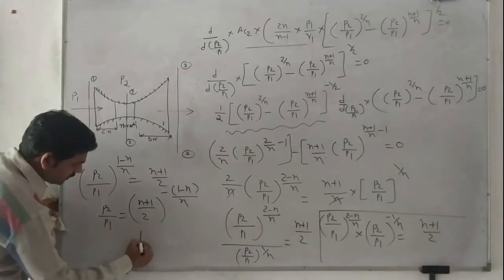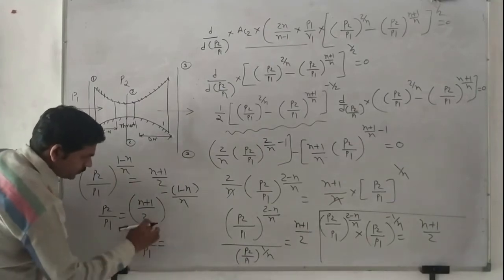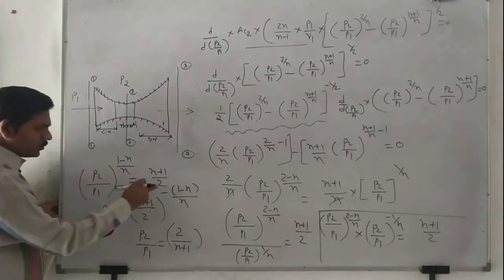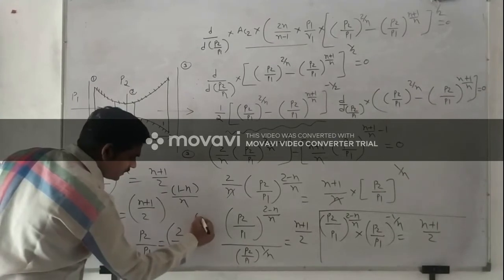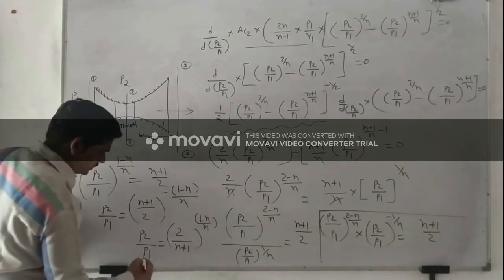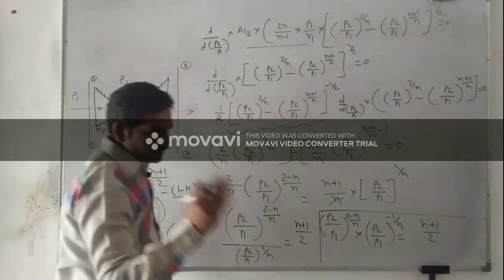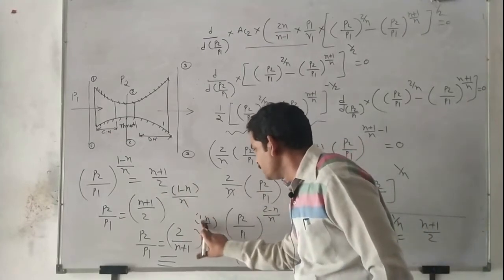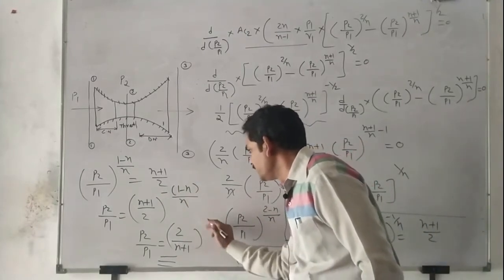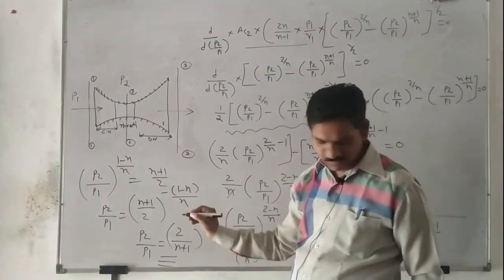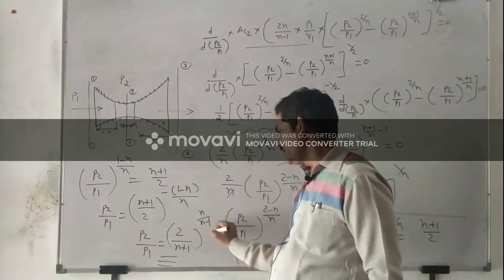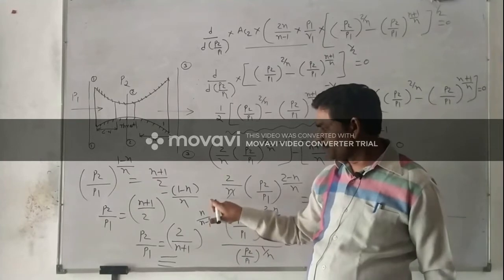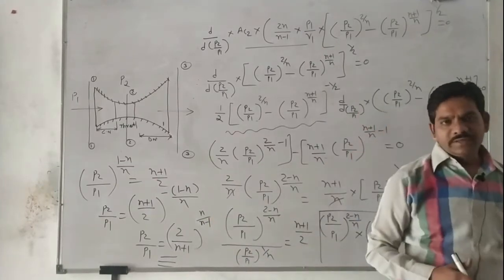So finally, what do I get here? P2 upon P1 is equal to 2 upon n plus 1. So n plus 2, 2. So this minus once again becomes plus. So what is 1 minus n upon n? This is the final condition. P2 upon P1 is equal to twice. Okay, you replace this one, so minus becomes plus. So we get n upon this one, multiplied always by this one. P2 upon P1 is equal to 2 upon n plus 1 to the power n upon n minus 1. We are getting this.